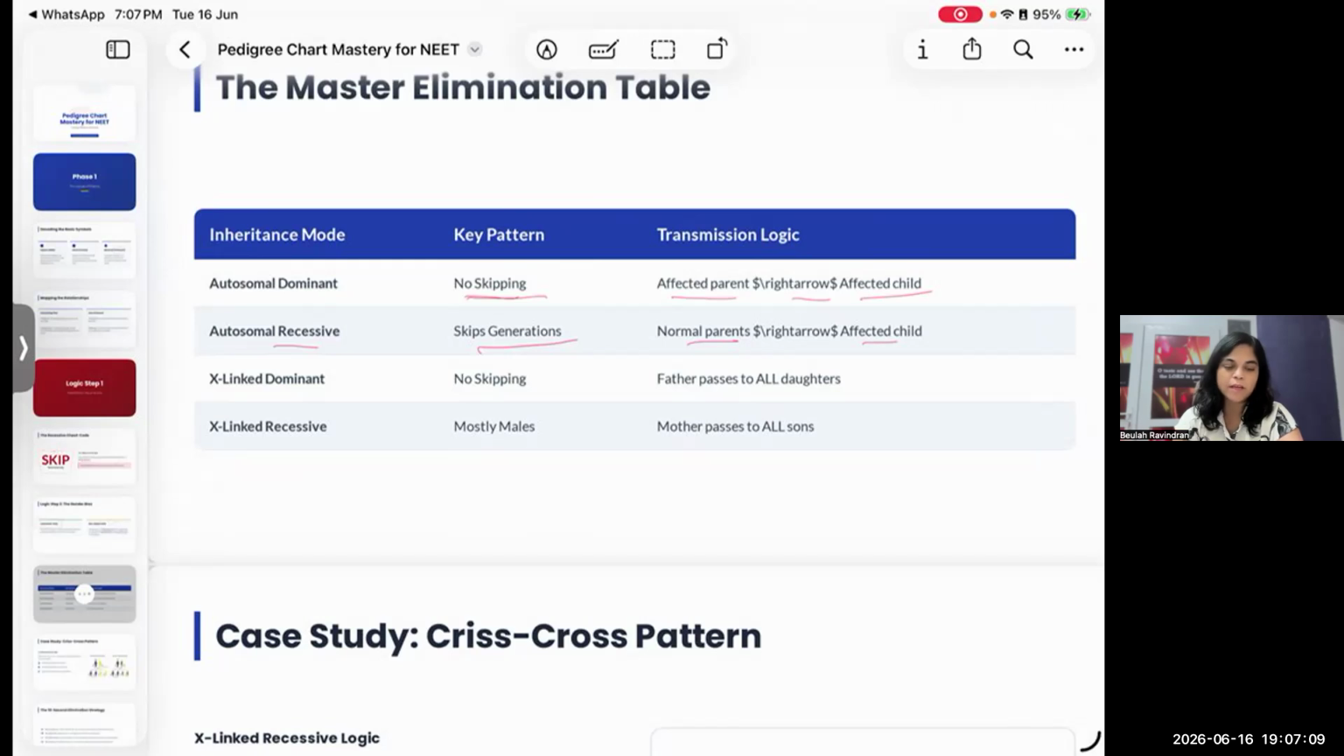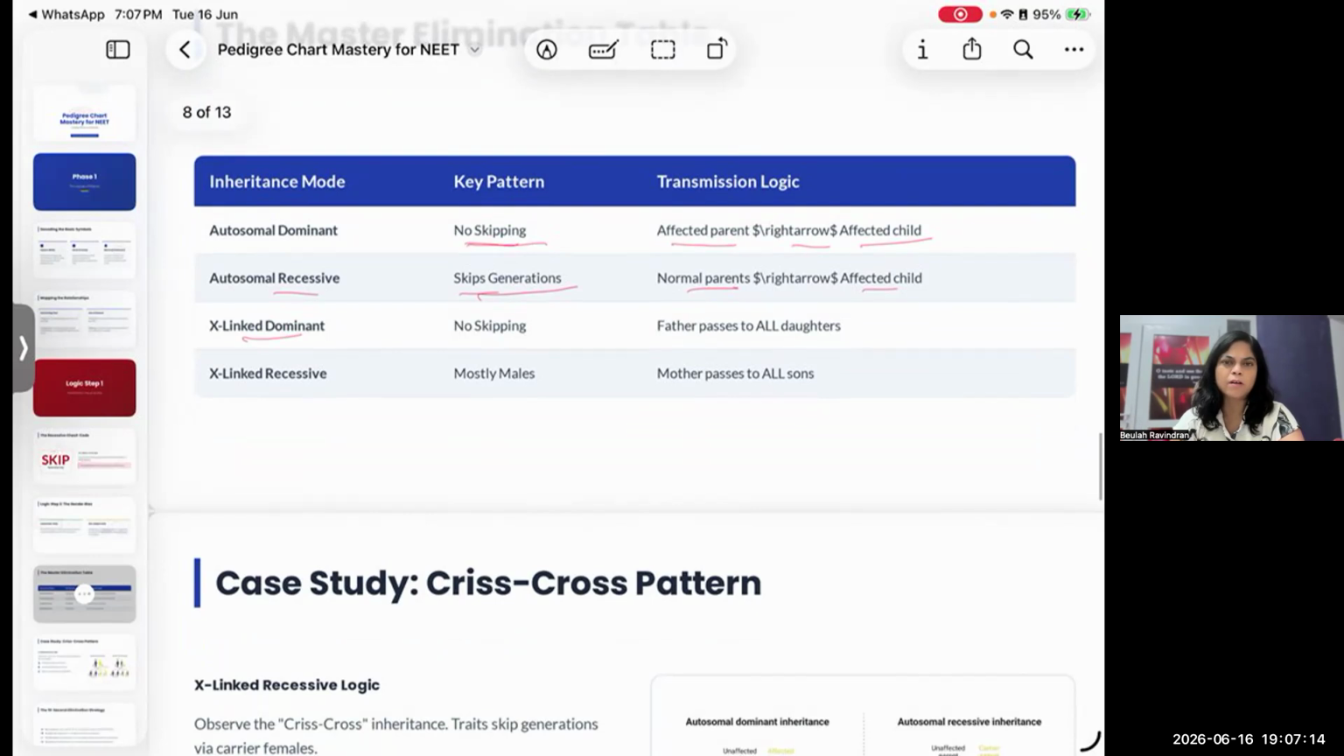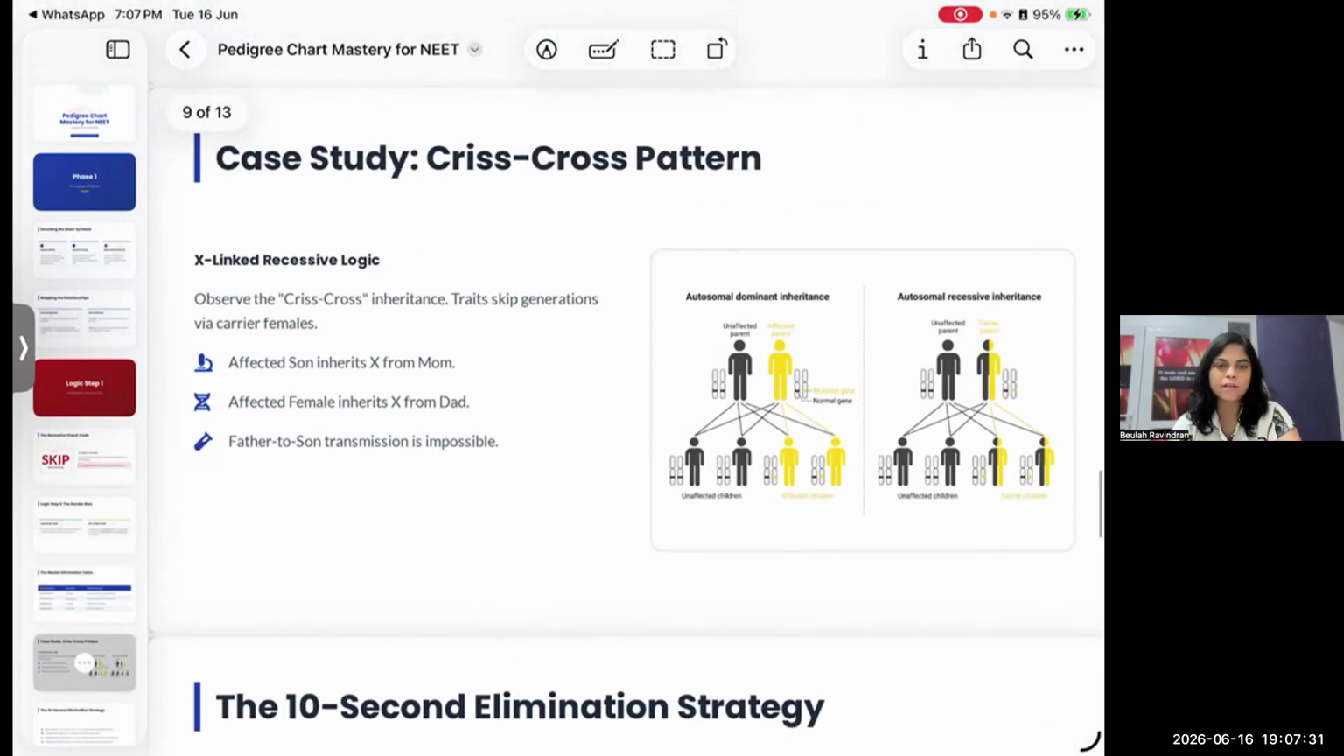It skips generations. X-linked dominant means no skipping, or all affected. The father passes it to all daughters. X-linked recessive means mostly males, so the mother passes it to all sons. So, for example, look at the chart.